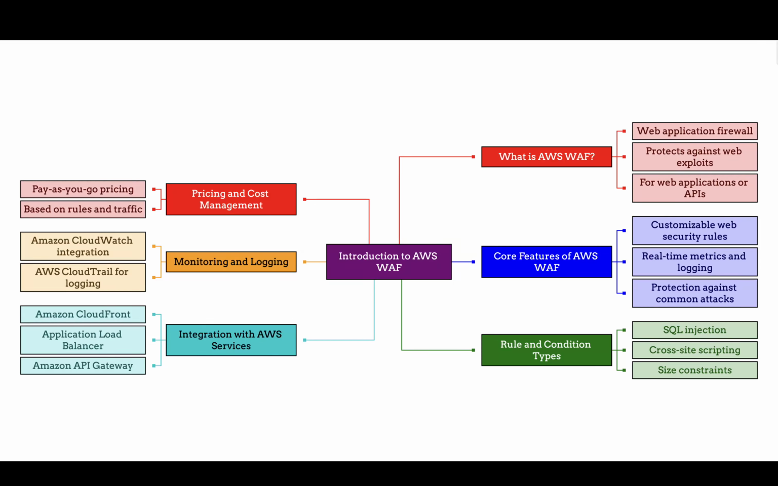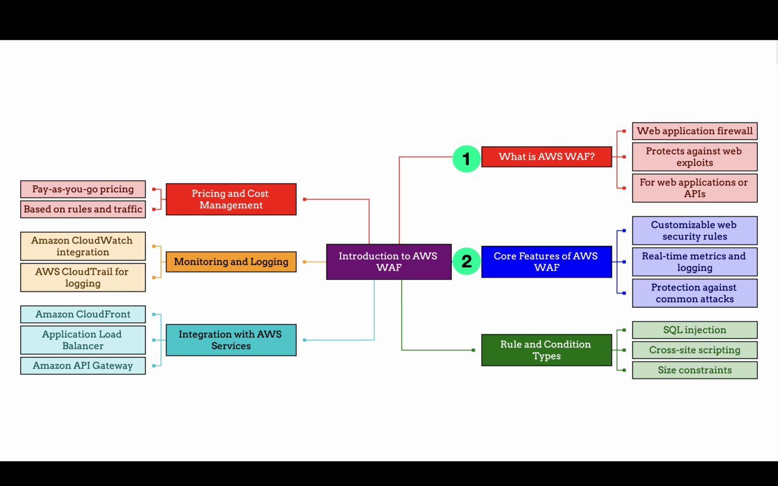Introduction to AWS WAF. 1. What is AWS WAF? AWS Web Application Firewall, WAF, is a web application firewall that helps protect web applications or APIs against common web exploits and bots that may affect availability, compromise security, or consume excessive resources.